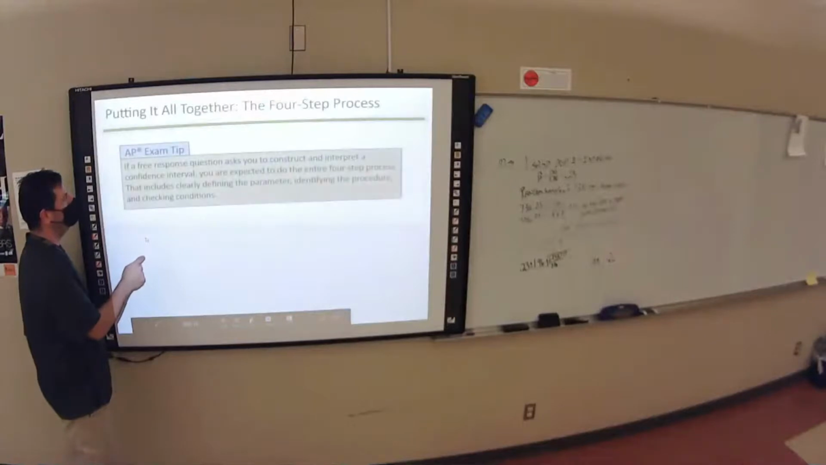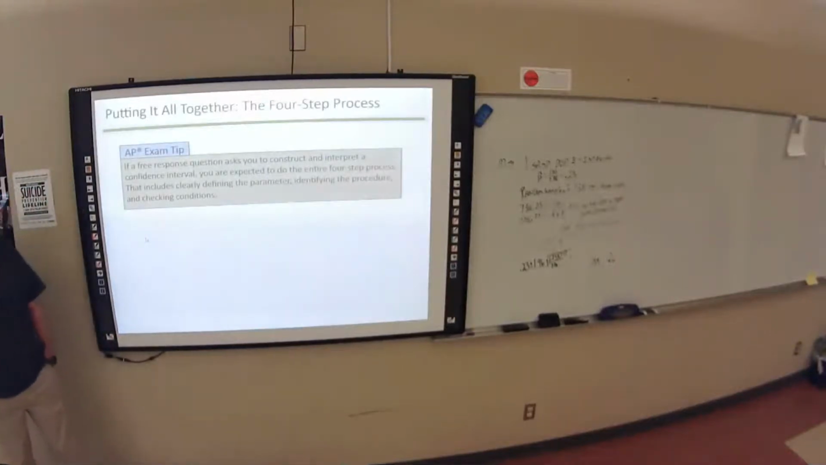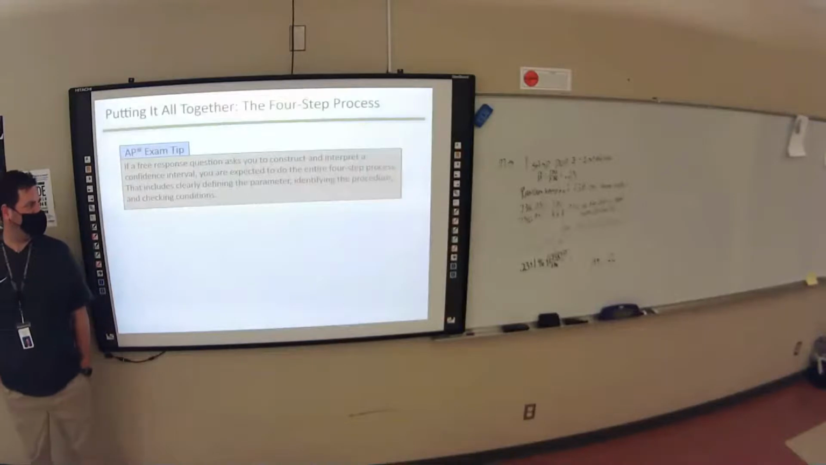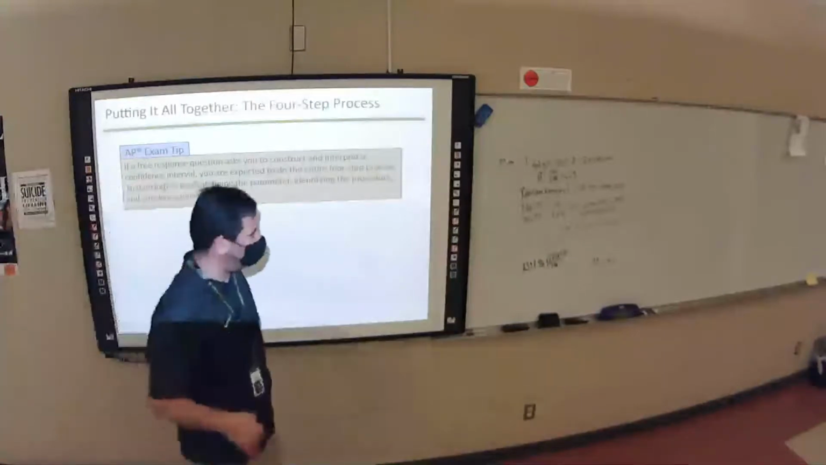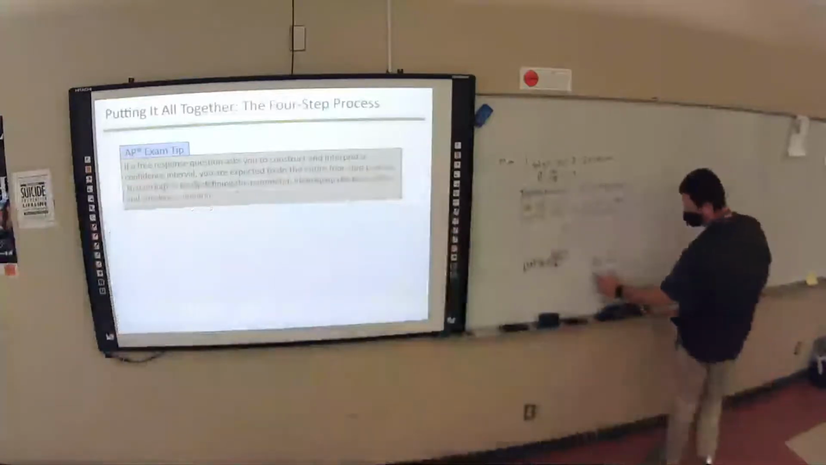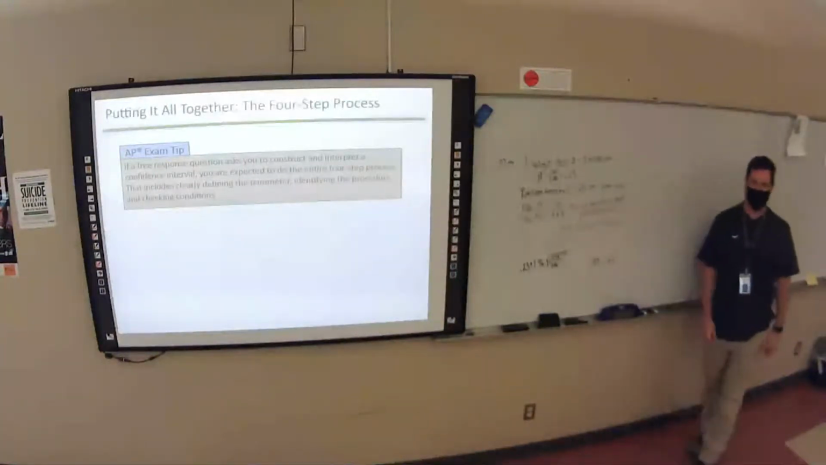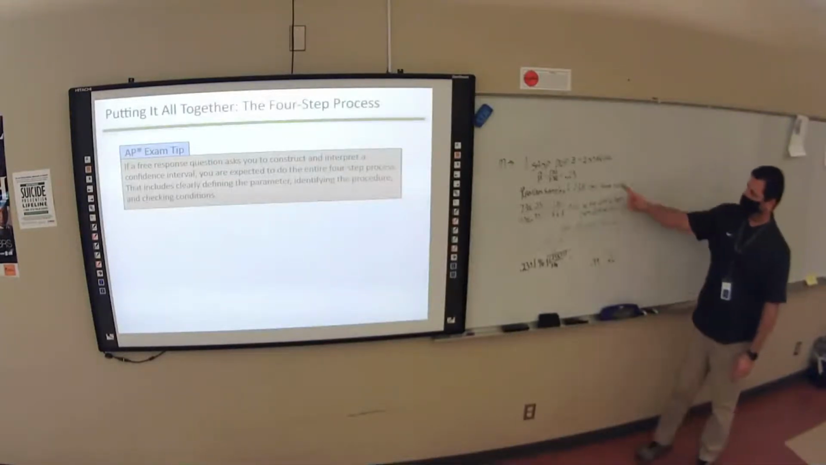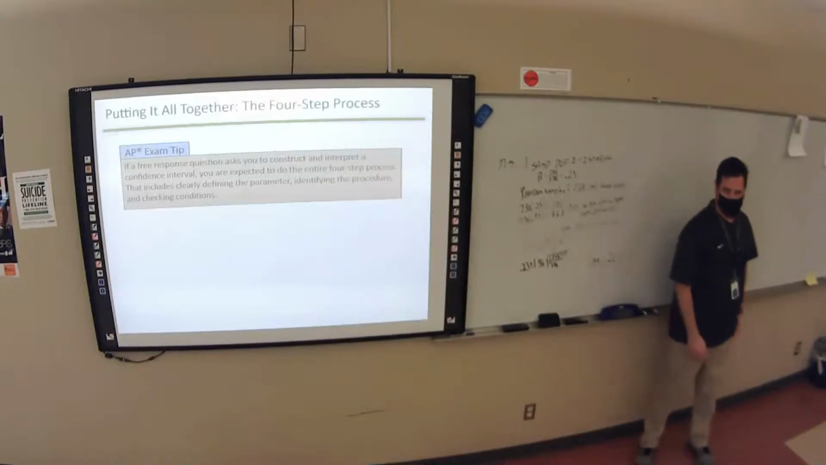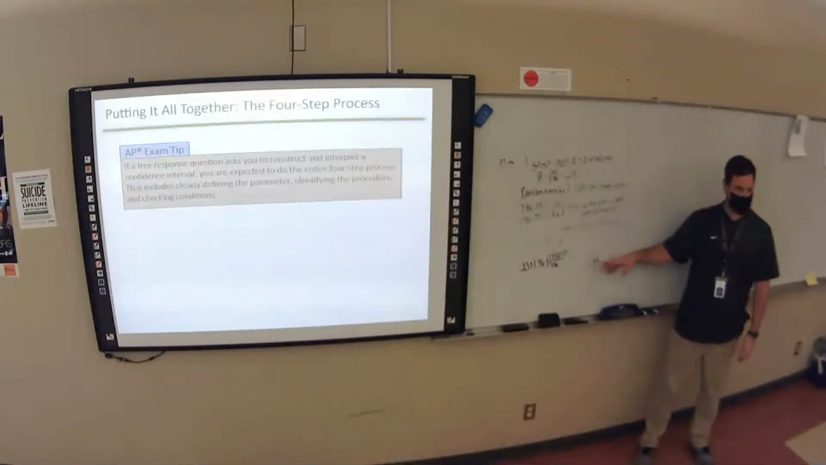Calculator. If a free response question asks you to construct and interpret a confidence interval, you are expected to do the entire 4-step process. That includes clearly defining the parameter, identifying the procedure, and checking conditions. Okay, make sure you do the whole thing. That's really what we're looking for. But if you just put this down, you're missing out a lot of points. In fact, you're probably going to get 0 points for it. In fact, I have seen rubrics where you can miss this and still get full credit because you don't know how to work a calculator or something.